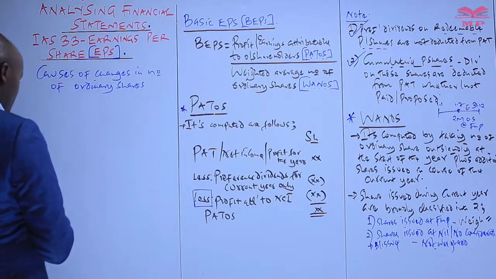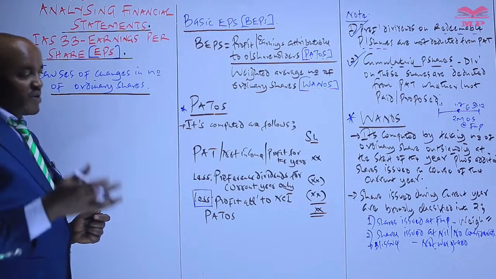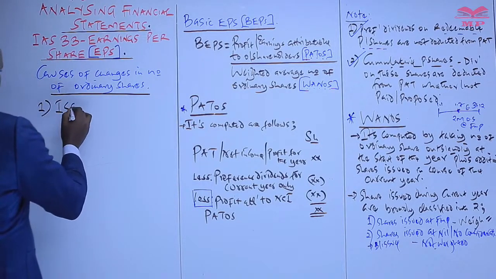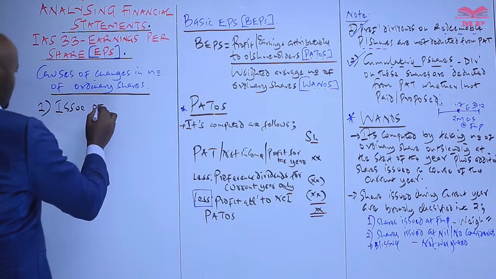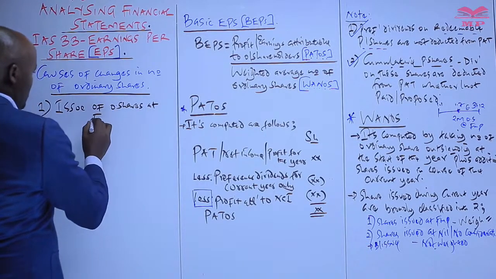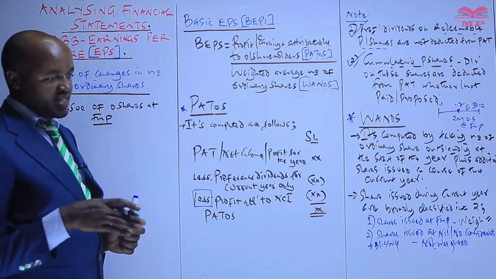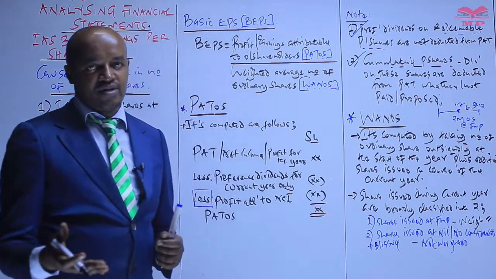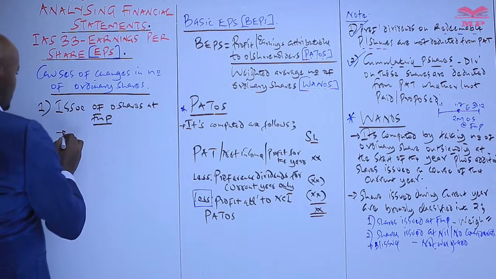The number of ordinary shares issued by the company at the start of the year may change due to a number of reasons. Number one is due to issue of ordinary shares at full market price. When we talk about the shares issued at full market price, these are the shares the company issued during the current year at a price equivalent to the market price. Market price is the price at which the shares of the company are trading at the securities exchange market.